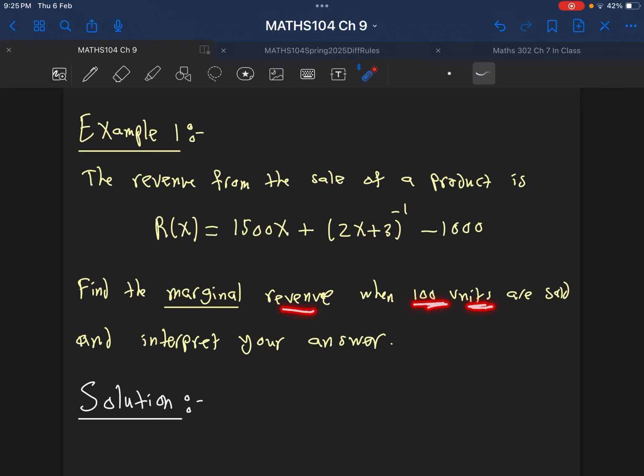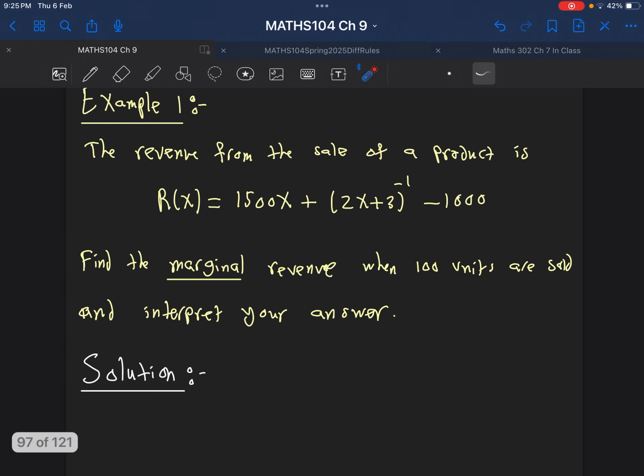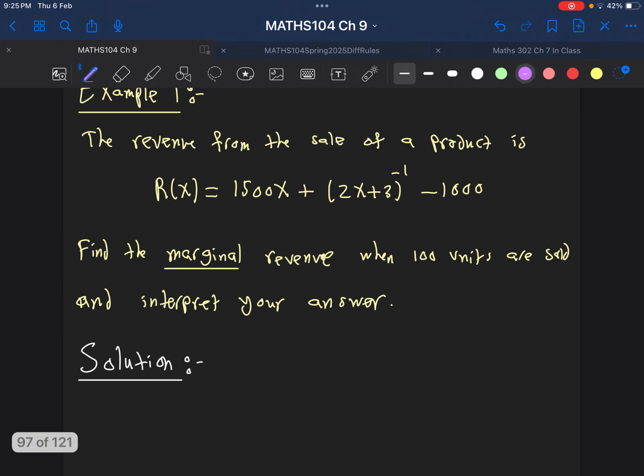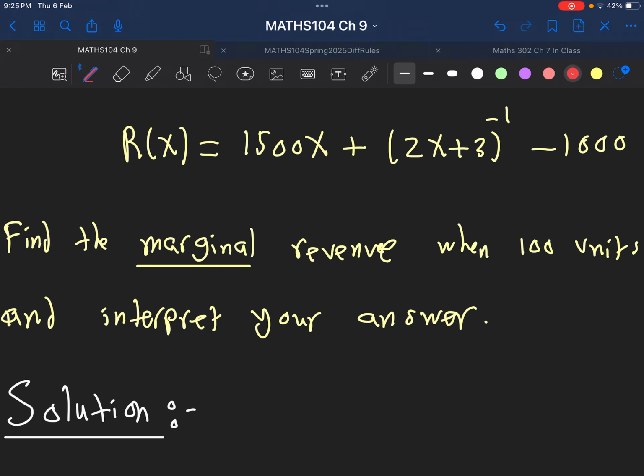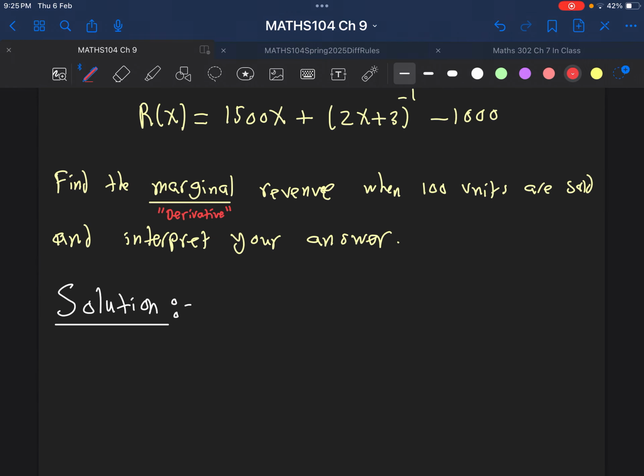We need to find the marginal revenue when 100 units are sold, and we need to interpret the result. Now remember, marginal revenue is another way of saying we need you to find the derivative. So all you need to do is find the derivative. Let's find the derivative, and I will use the chain rule along the way.